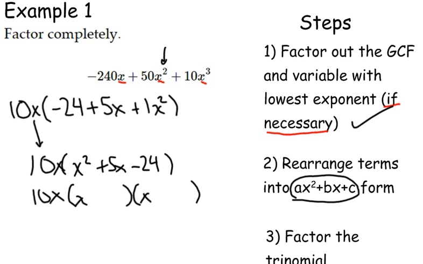Well, I know that a combination of 8 and 3 will give me that 24, and I can just play with the signs to make them add up to positive 5. So if I make this positive and I make this negative, 8 times negative 3 multiplies to negative 24, and 8 plus negative 3 will give me 5. So this is my final answer.